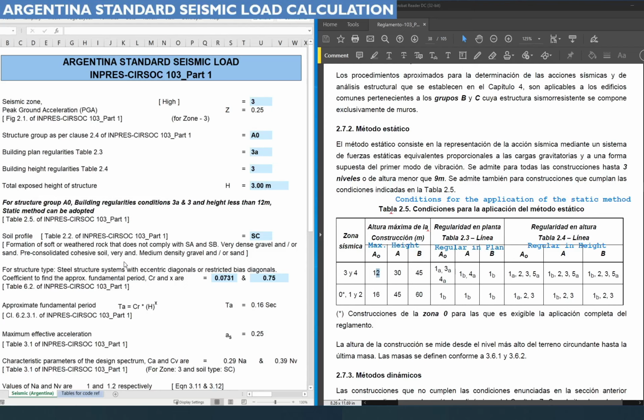Yes, now it is confirmed that as per our requirement, we have to go for the static method. If we start with the dynamic method, it will take more time. So let me look into that static method of analysis.